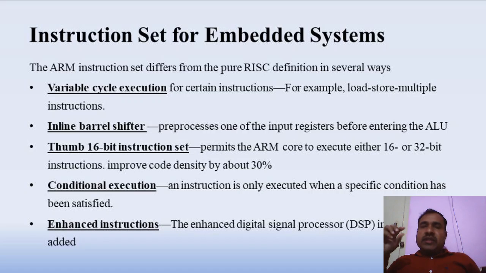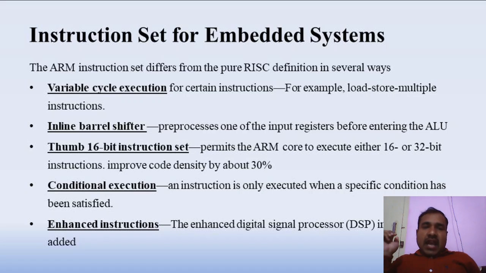Without this, to give an example, say a 10 line code can be reduced to some 4 line code using this conditional execution, because it has an intelligent branching, you can say.